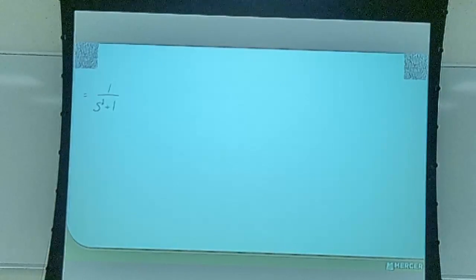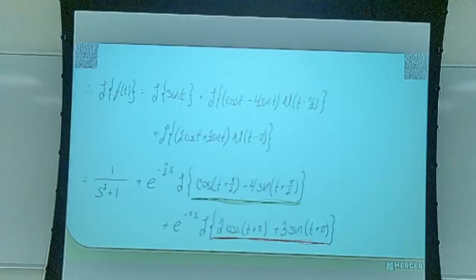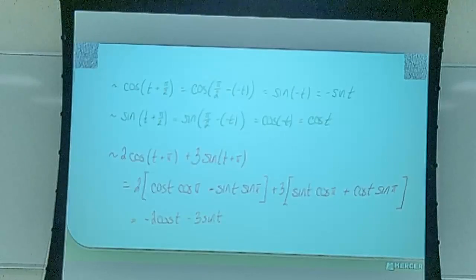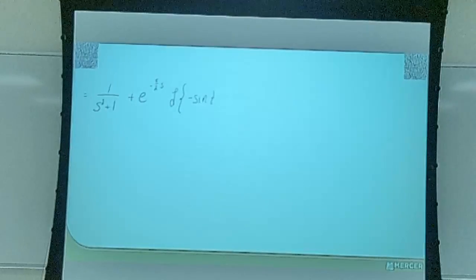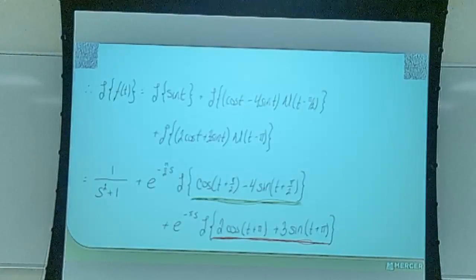One over s squared plus 1 plus e to the negative pi over 2s times this transform. So take what's in that transform, replace it with those two. So we want negative sine t plus cosine will become negative sine. Minus 4 sine of t plus pi over 2, but that sine is just cosine of t, right?